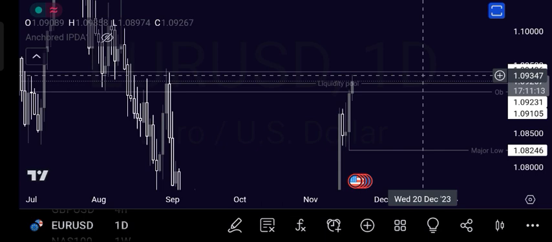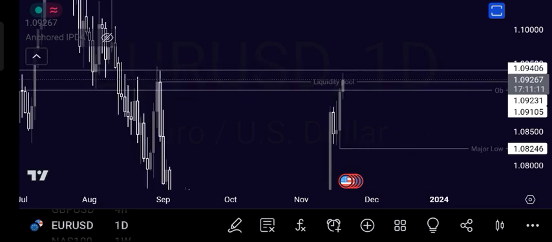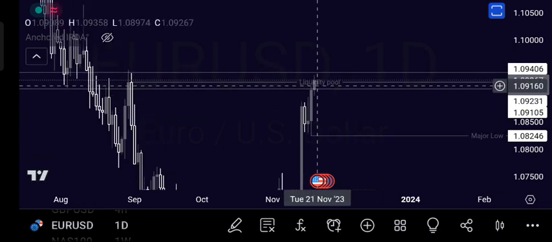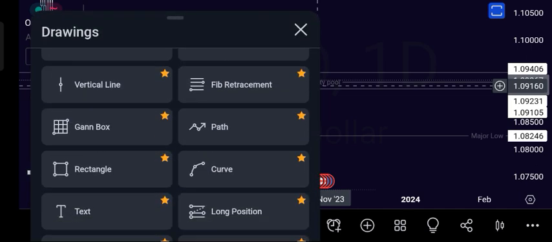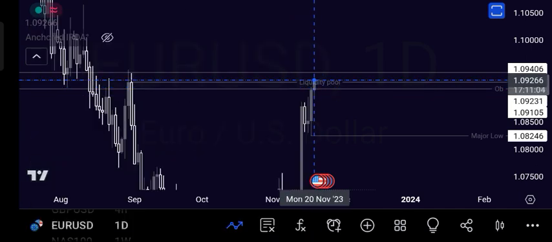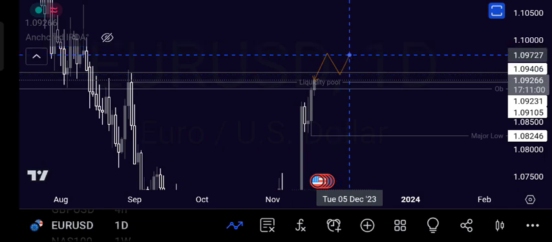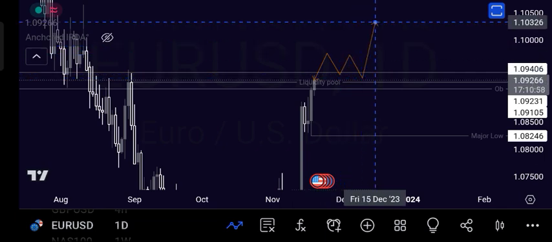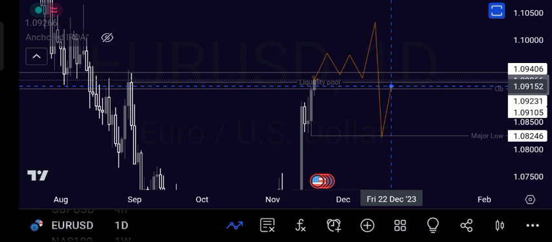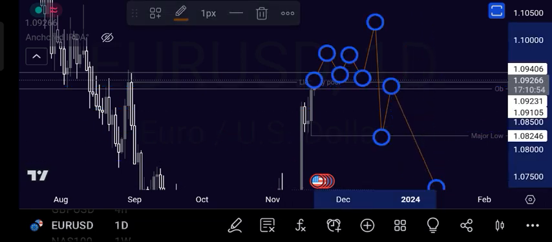Ooh, it turtle soups the body. It makes an equal high. But I want to see something like this one. I want to see this one getting wrecked right here. Consolidates. Another impulse high. Breaks a low. Now we're entering the sell model of the market maker.